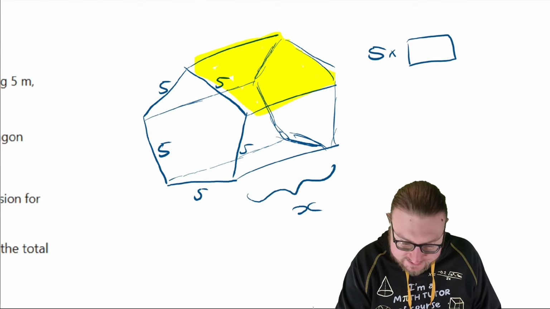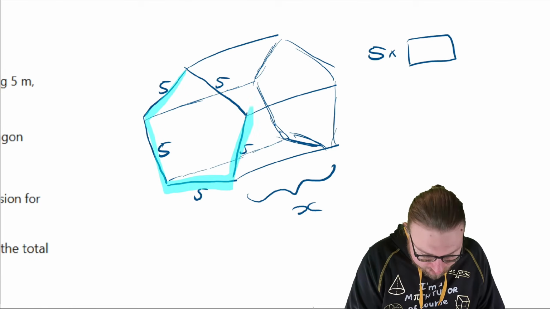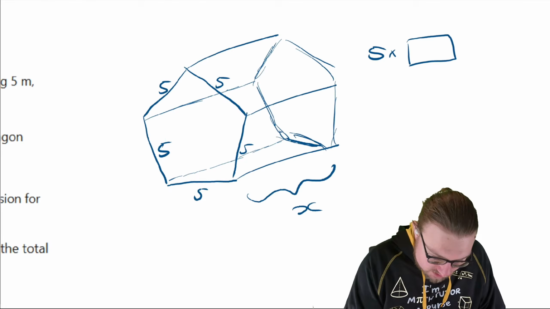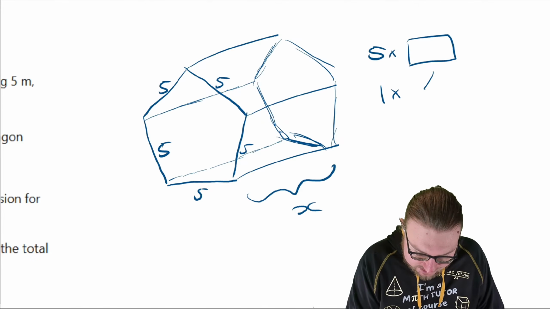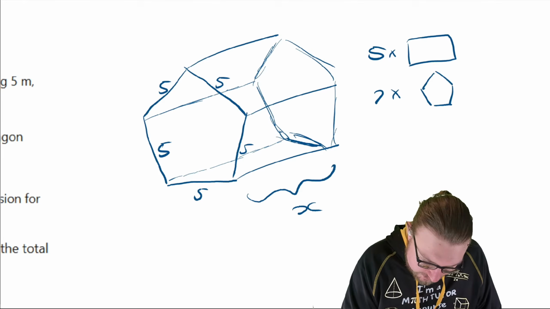These are the sides. And what else do we have? We have 2 front pieces, well, 1 front piece and 1 back piece, but that's the pentagon piece. So we have 1 times a pentagon piece. Oh my God, that looks terrible. There we go. That's our pentagon. Sorry, 1 front and 1 back.